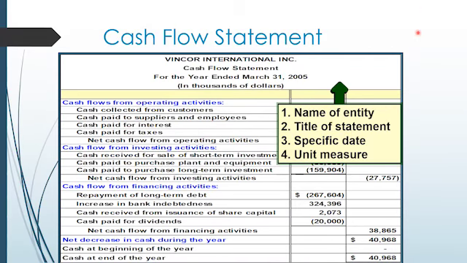So here is how a cash flow statement looks. The first line is the name of the entity or the name of the company. The second line is the title of the statement. This one here is a cash flow statement. The third line is the specific date. This one here is for the year ended March 31st, 2005. And here in brackets is the unit of measure. Here it is in thousands of dollars.